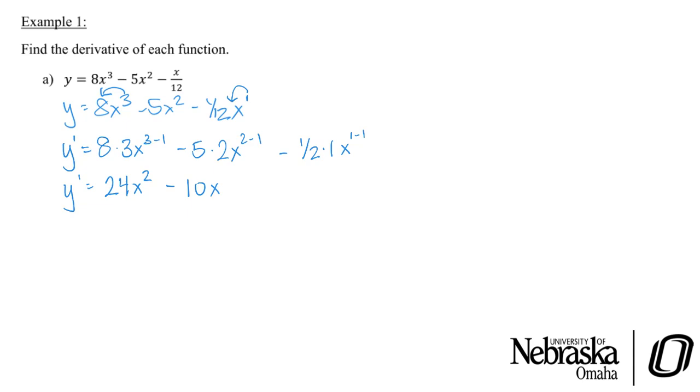And then lastly, we have negative 1/12, x to the 0. Remember, x to the 0 is just 1. So negative 1/12 times 1, we just get negative 1/12. Okay, so this is our derivative. Now, if you use the limit equation that we learned in the past, you should get the same answer. However, this is so much faster, and this is what we're going to be using for the rest of the semester to find a derivative.